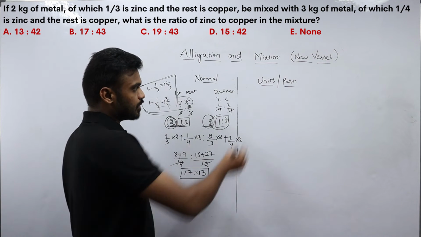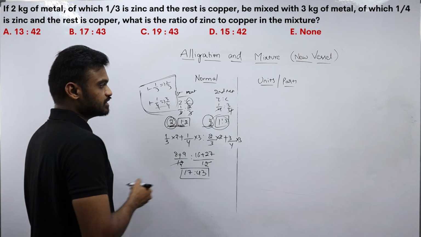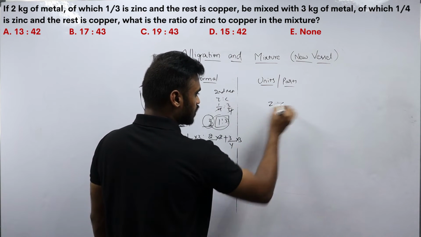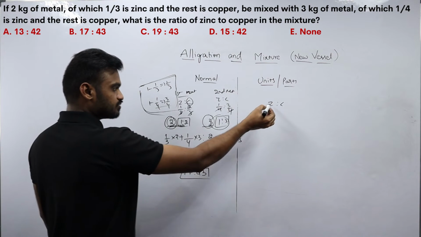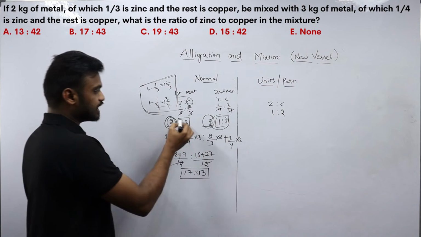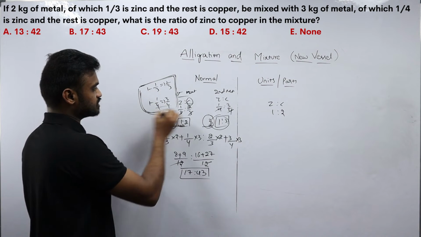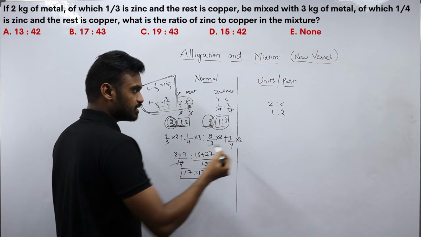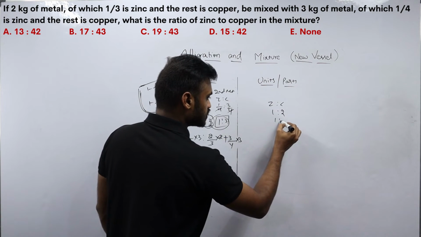Now let's solve the same problem using the units or parts method. See here, the ratio of zinc to copper in the first metal is 1:2. I am directly writing the ratio instead of doing all these calculations. In the second metal, the ratio of zinc to copper is 1:3.